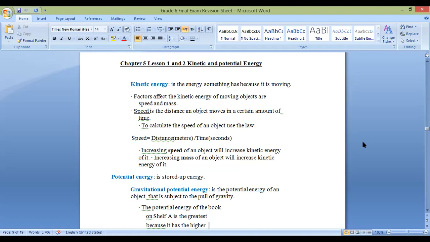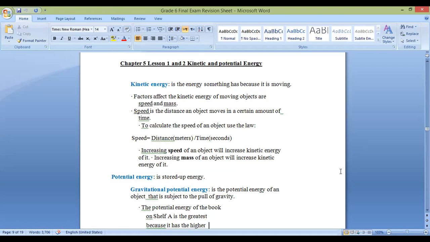And this energy, when it's stored, is called potential energy. As another example, if you have a ball and you hold it up in a high position, it's not moving, but it has stored energy inside. If you leave this ball, what will happen?